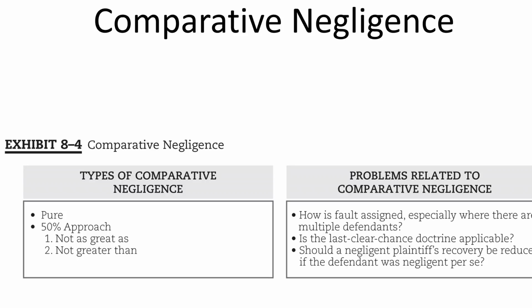Now, you can imagine that this is a very fine line to decide, because this really comes down to the jury to decide what's going to be the final straw in determining whether it's not as great as or not greater than, and how do you decide that percentage of negligence on the plaintiff's part. So again, many problems can be related to comparative negligence. Mainly, how is fault assigned, especially when there are multiple defendants?